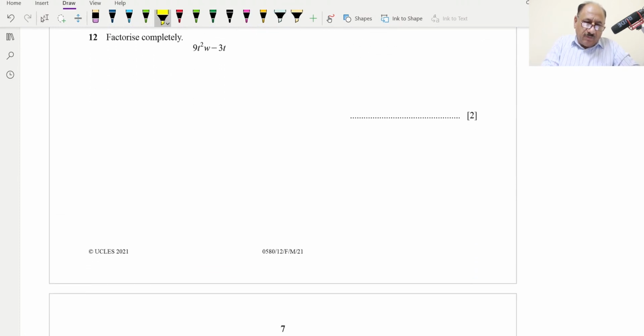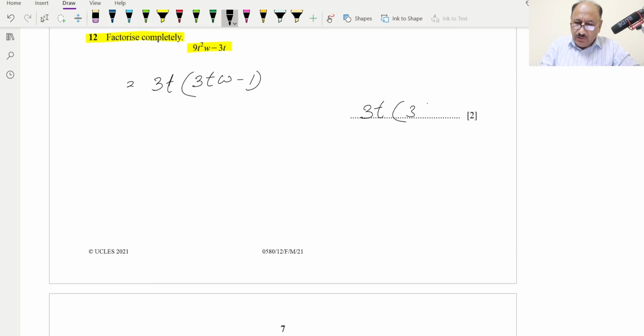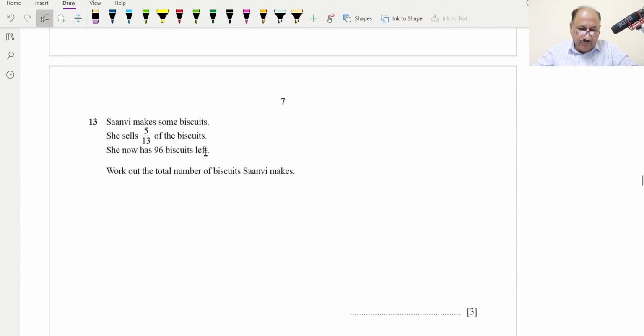Question number 12, factorize completely. This is the expression provided, so we'll have to take the maximum common factor, and what we can take common is 3 and t, and the rest of the things we'll be writing inside. So it will be 3t(3tw minus 1), and this will be our final answer. This will be the final answer for this question.